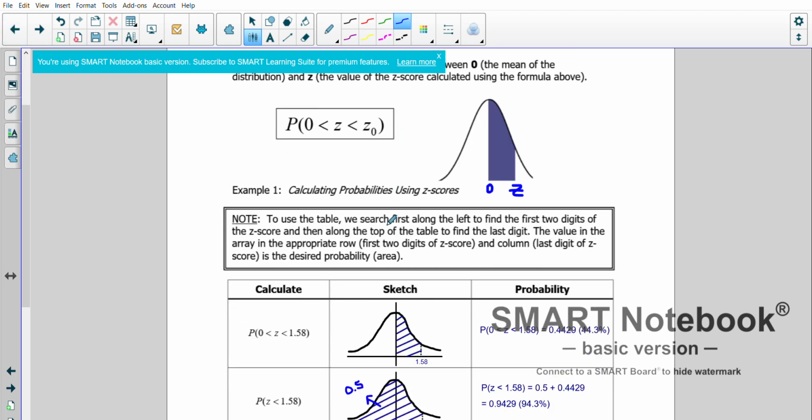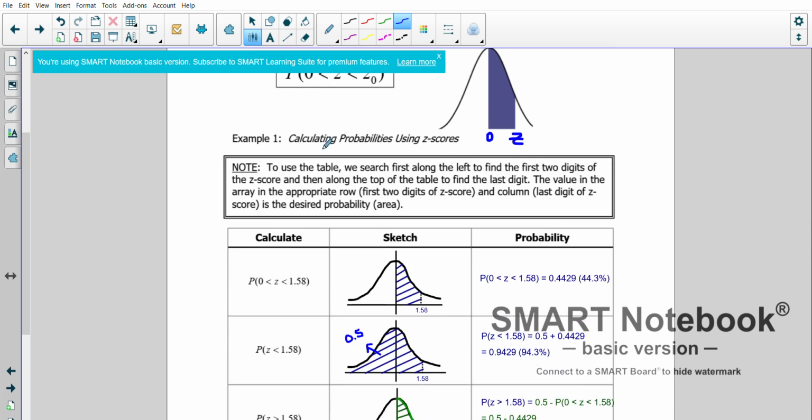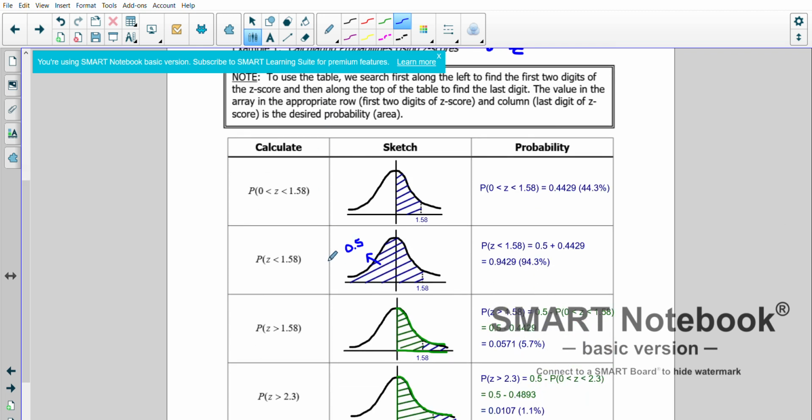Alright, so let's get to it. It wants to know what is the probability that 0 is less than z is less than 1.58. So what's the probability that my z-score will be between 0 and 1.58? So you can see this is 0, the mean is 0. So here's 1.58. So they want to know what is the area under the curve here. Well, this is exactly what the table is going to show me. It's going to show me between 0 and any positive z-score.